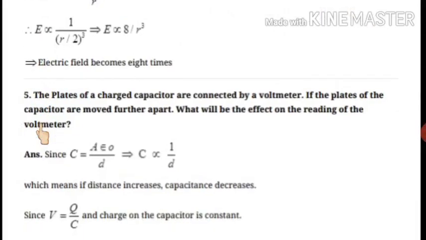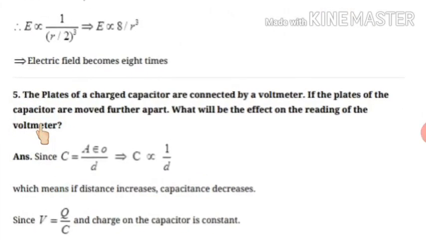Next question is, the plates of a charged capacitor are connected by a voltmeter. They are talking about a capacitor connected to a voltmeter. If the plates of the capacitor are moved further apart, if the distance between the plates is increased, what will be the effect on the reading of the voltmeter? What will be the change in the reading of the voltmeter? That is what they want to know. They are talking about capacitance, distance, and V. So this is how we have to connect things.